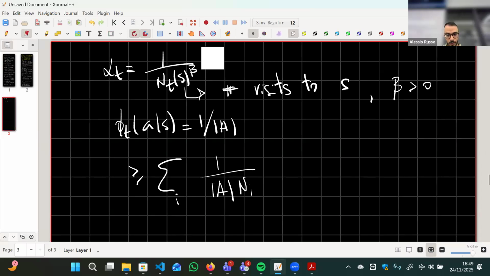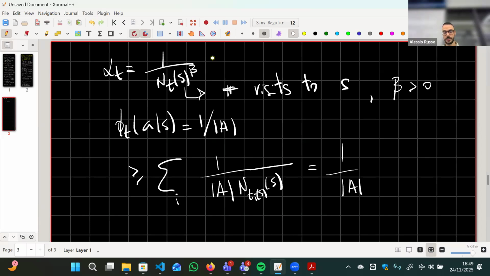So here we should use that N_t^i(S) is simply equal to i. So this simply becomes 1 over size of the action space, sum over i, 1 over i, and the sum of 1 over i in this case, it's simply diverging. So the uniform policy guarantees this property.